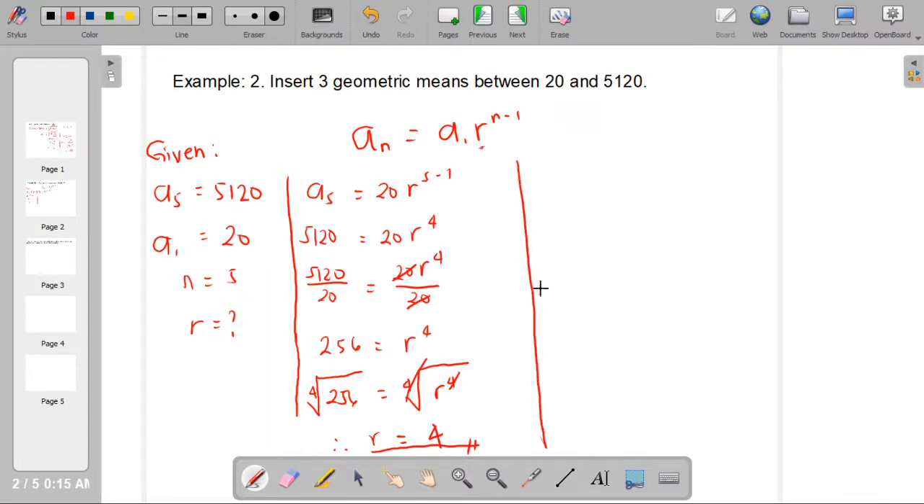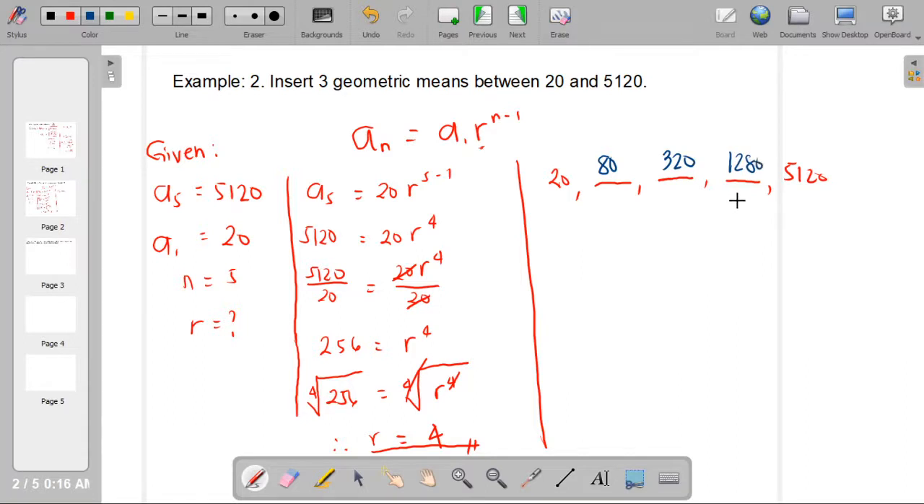So, ato pa di ay the terms are 20, then blank tulo ka buok, no? Okay, we're going to insert 3 terms in between these two terms, 20 and 5,120. So, from there, we're gonna multiply 20 and 4. Nakuha naman nimo ang common ratio. So, 20 times 4, that is 80. Yeah. 80 times 4, that is 320. Yeah, 320 times 4, that would be equal to 1,280.